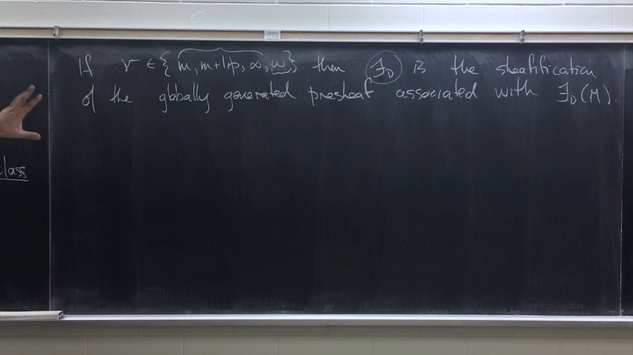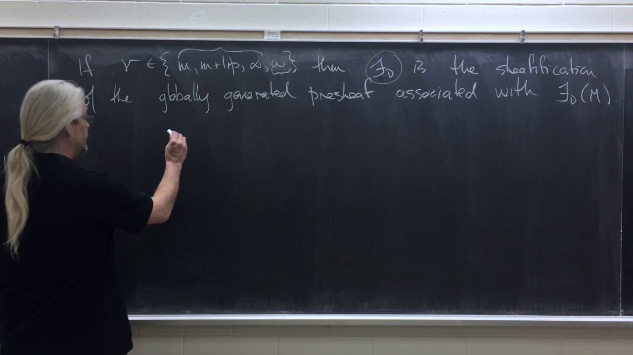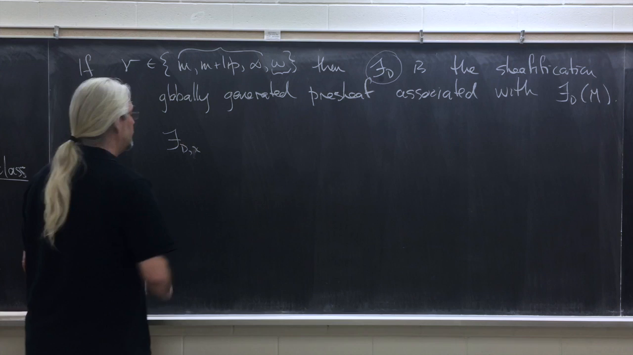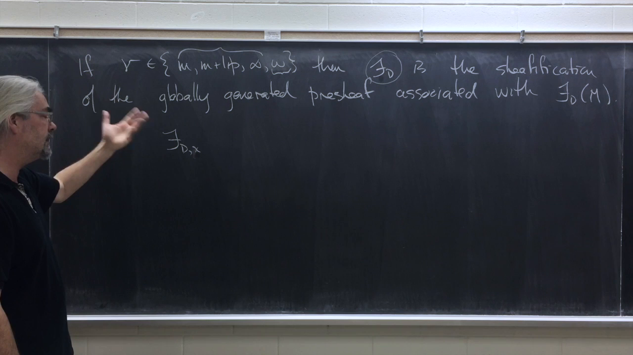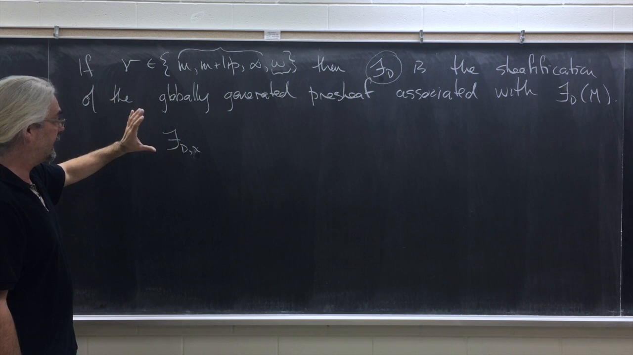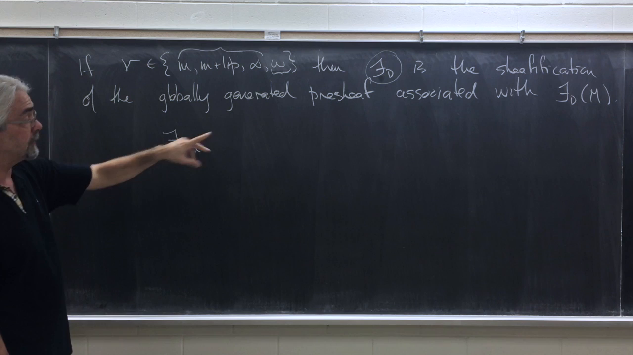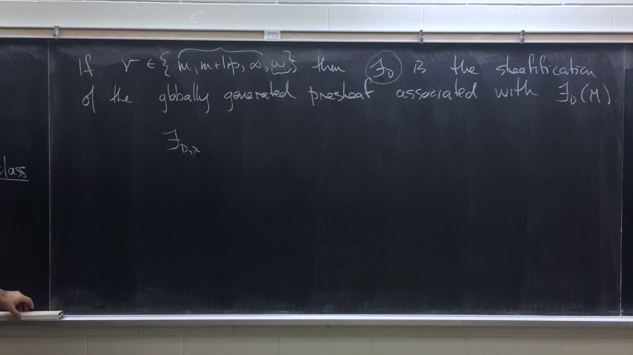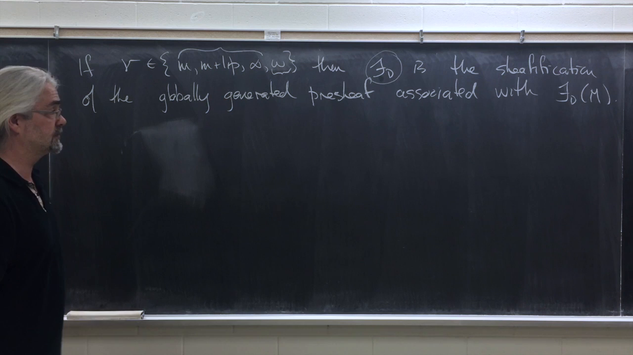Cartan's Theorem A says that this stalk, for every x, and again I'm going to think of this as being a stalk in a particular category, the category of modules over rings of functions, is generated by global sections. That's Cartan's Theorem B, which is again a non-trivial theorem. So in the real analytic case, this statement is a bit of a deep one.